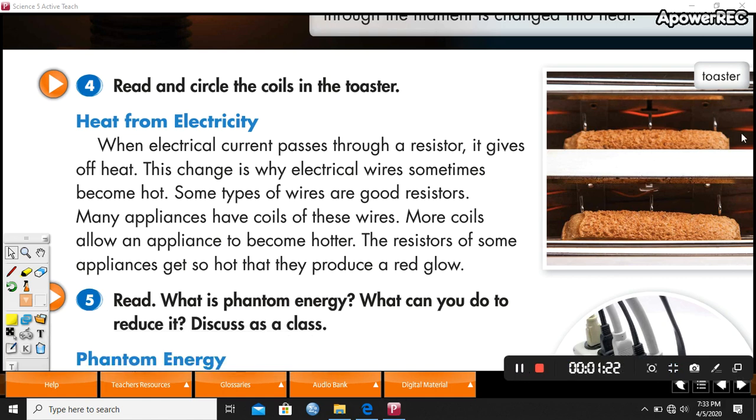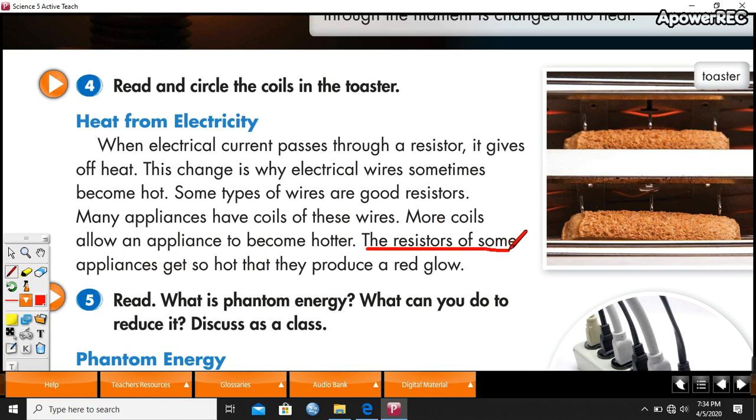Now look at this, the picture of the toaster, and then back to the text again. Some types of wires are good resistors. Many appliances have coils of these wires. More coils allow an appliance to become hotter. The resistors of some appliances get so hot that they produce a red glow. This is the key word. The resistors of some appliances get so hot that they produce a red glow.